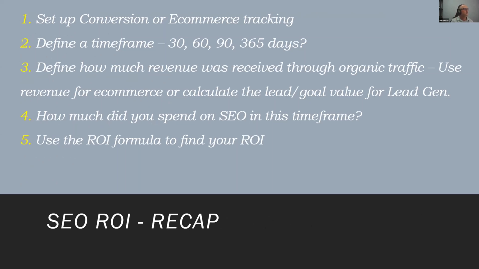And when you go to calculate it, define a time frame that's consistent, whether you're looking at 30, 60, 90, 365 days. If you do a 3-month SEO run, although we recommend 6 months, just keep in mind your consistency, because that could really throw off your numbers. If you're looking at a 90-day spend and only 60 days of work, it's going to throw some of the numbers off. And then you just define how much revenue was received through organic traffic.